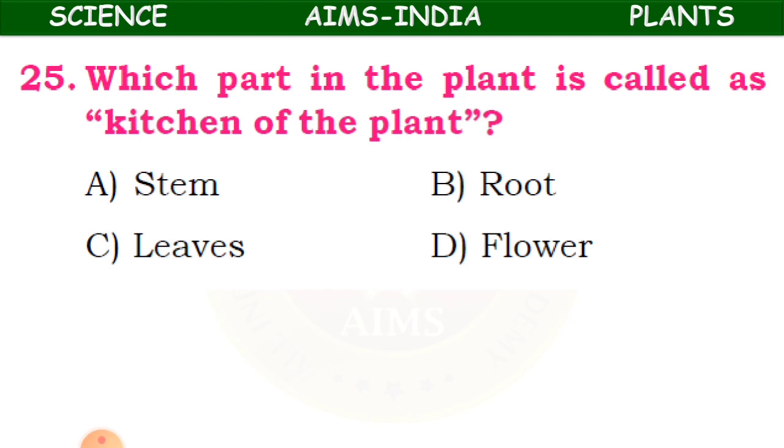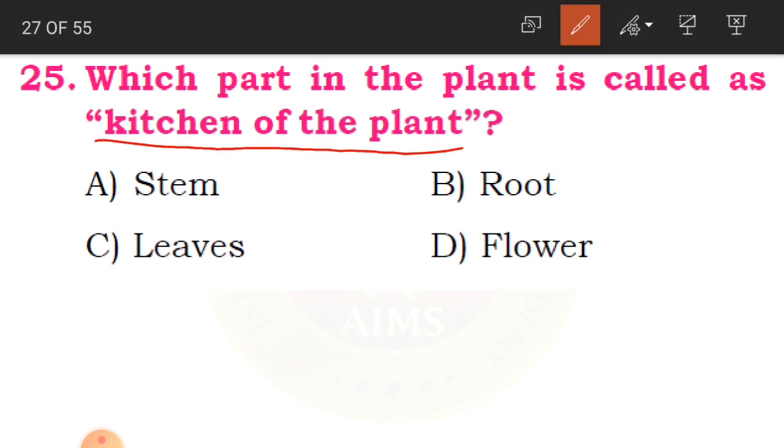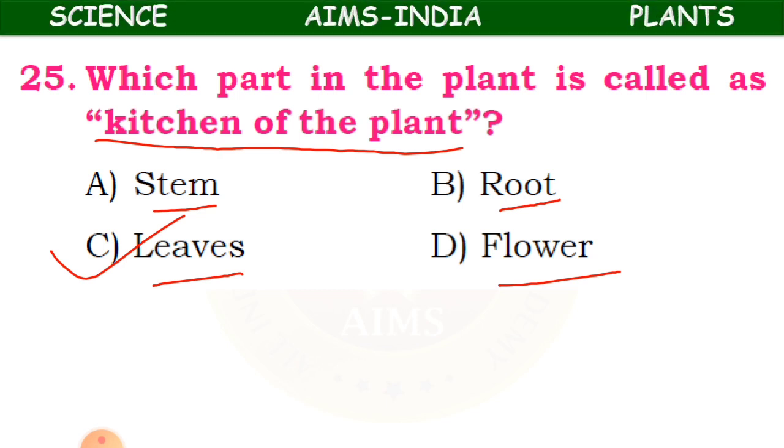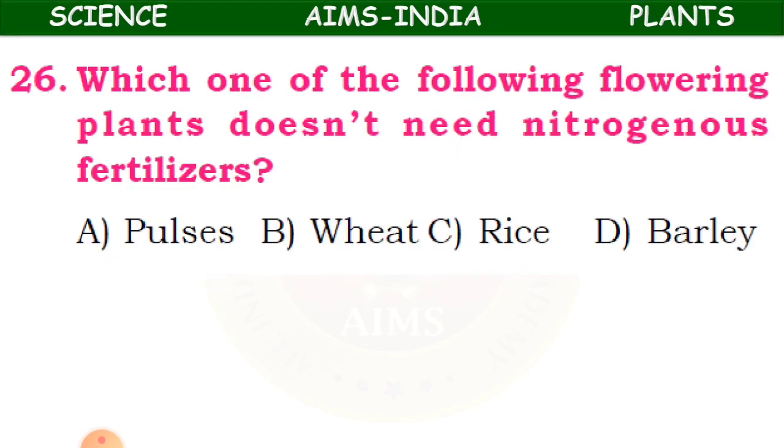Which part in the plant is called the kitchen of the plant? We are very much familiar with this, kitchen of the plant or food factory. Where is the food prepared for the plant? Whether it is on the stem, root, leaves or flower. Yes, C option is the correct one, that is leaves. Now children, 26th question.